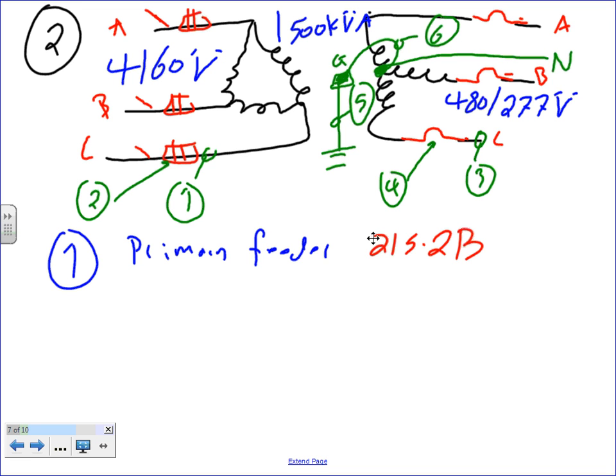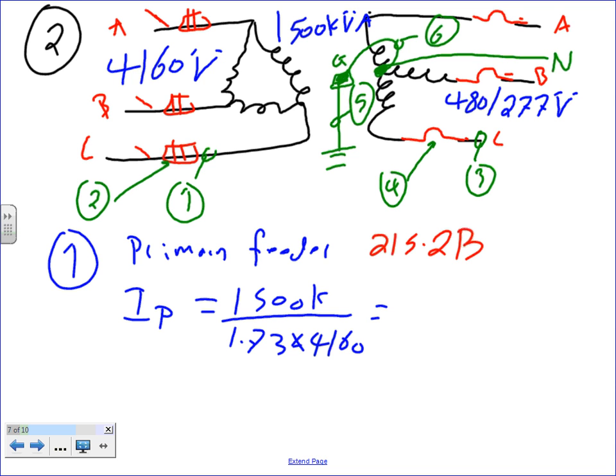So let's go take the I primary equal the 1500K divided by 1.73 times 4160 volts, right? And if you do that, you're going to end up with 208 amps. This is the amazing part on the high voltage. If you look at this 1500 kVA, you're pulling only 208 amps, because the voltage is high. Higher voltage, lower amps, more efficient system.